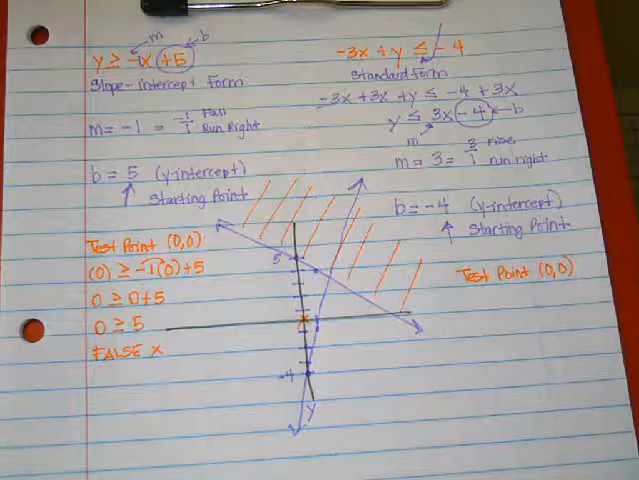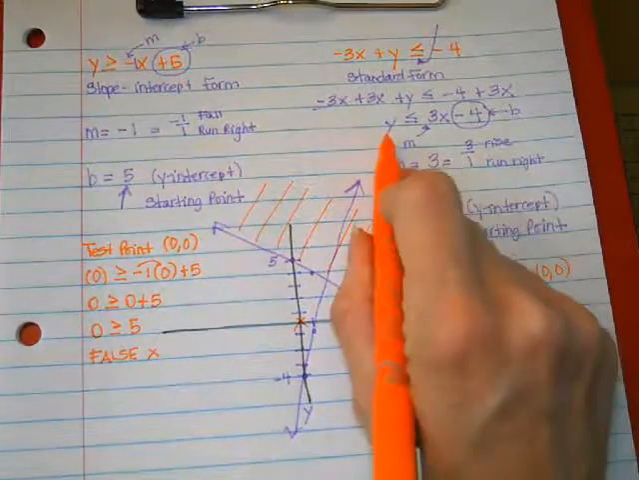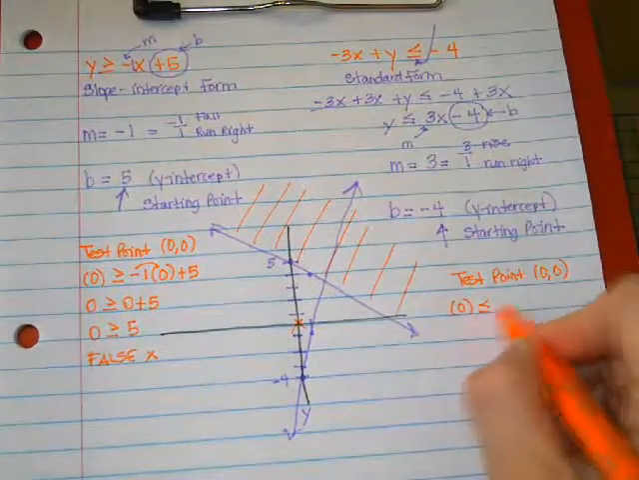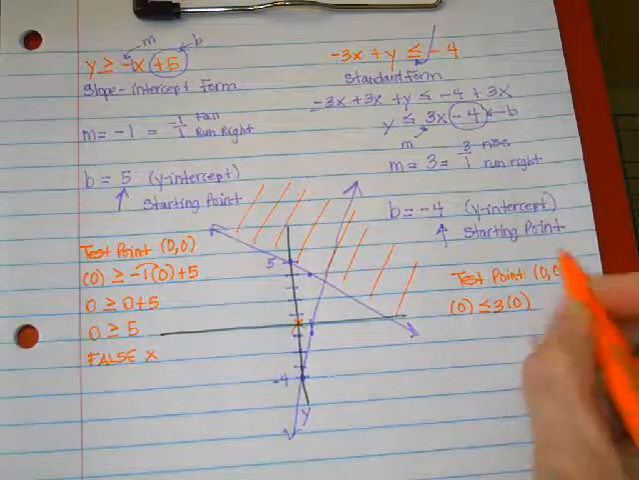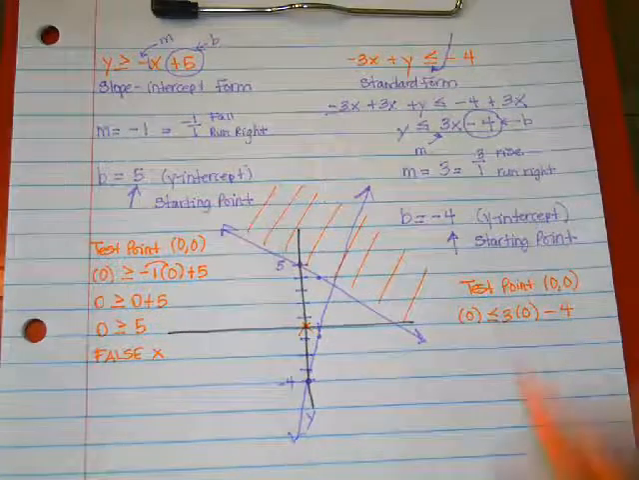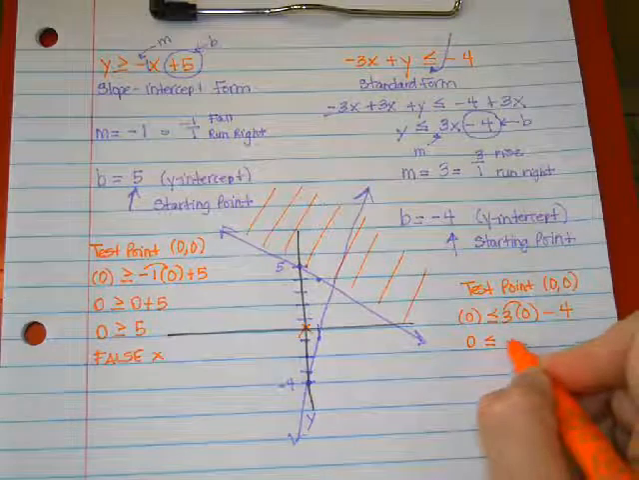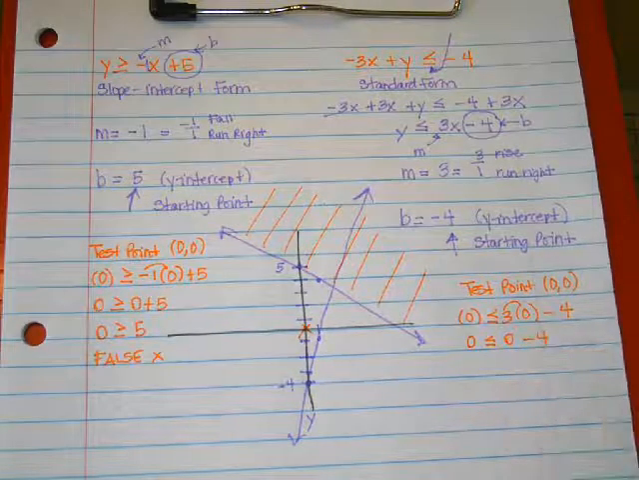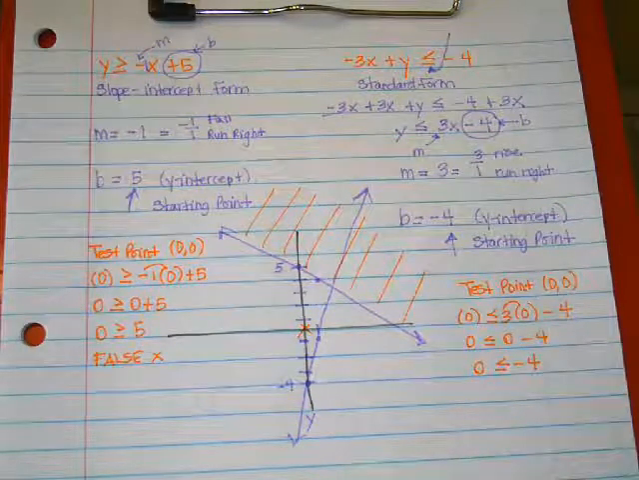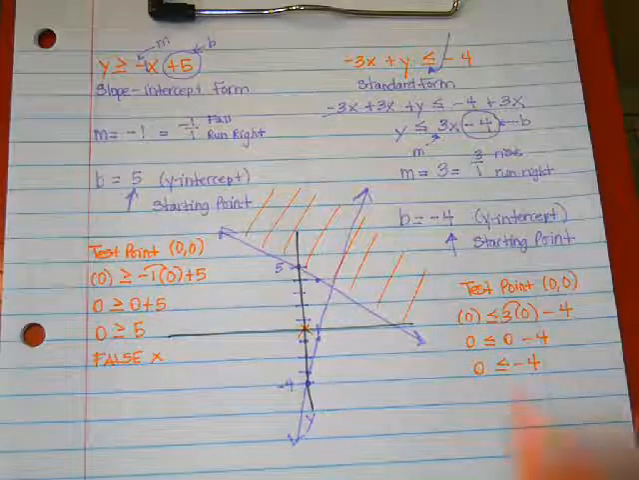Beautiful job. All right, so now I'm going to replace my y value with 0, less than or equal to 3 times 0, and then -4. All right, so here we go. There's only a 1 here, so 1 times 0 is still 0. 3 times 0 is 0. Take away 4. So we got 0 is less than or equal to -4. So Fabian, is 0 less than or equal to -4? You're correct, that is false.